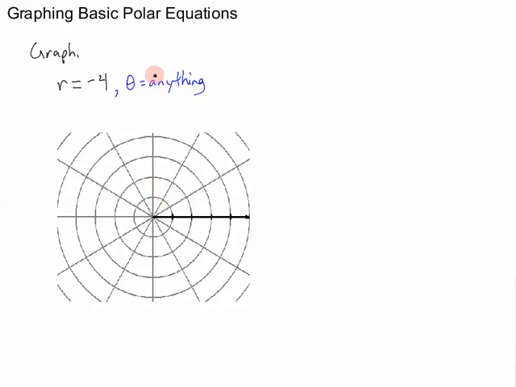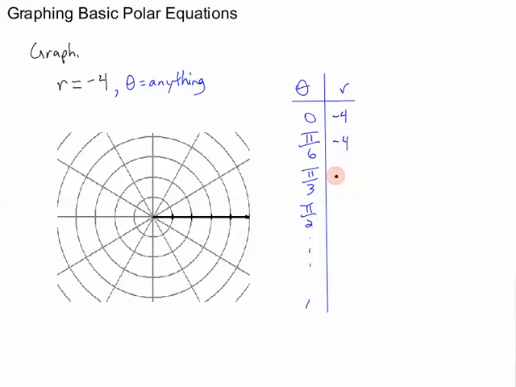So one way to do this would be to set up a table just like you would do with x and y occasionally. So you could set up theta and r in a table and you can plot some values. So you might start with a theta value of 0, and then we've got pi over 6, and then pi over 3, then you've got pi over 2, and you could do as many of those as you want. But in any case, for all those thetas, r has to be -4. So you start to plot some points just to get a feel for this.